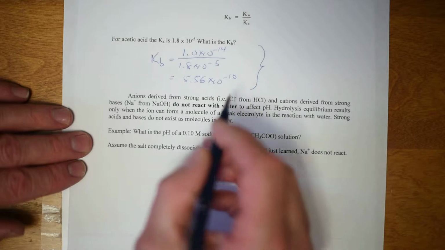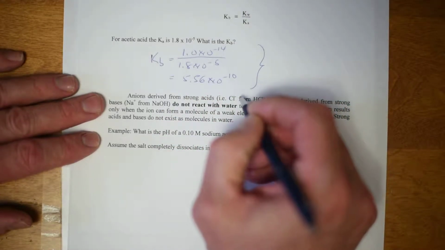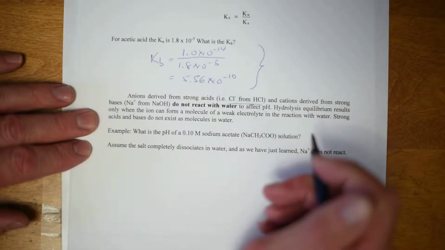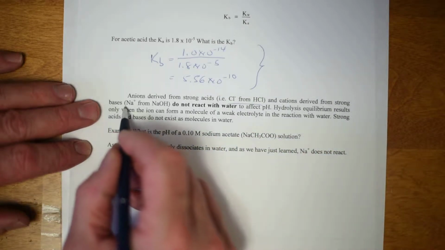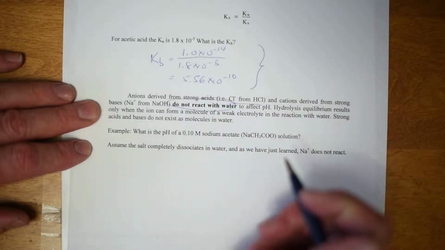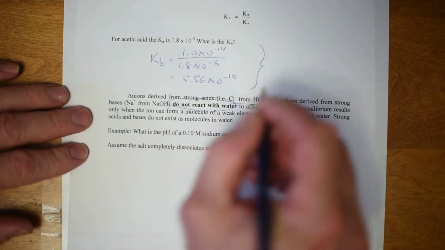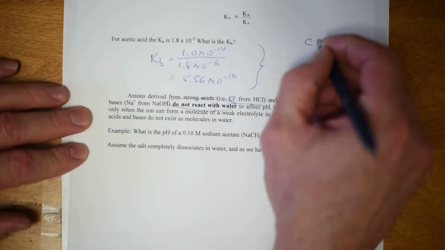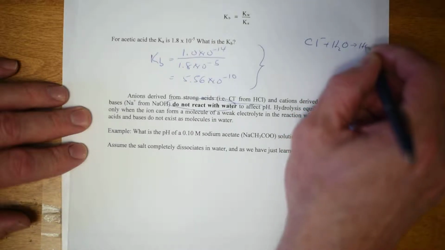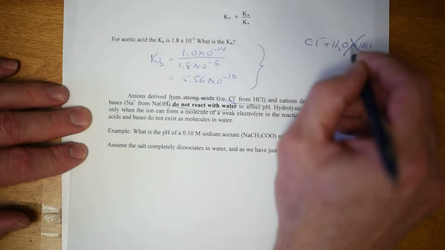So anions derived from strong acids. Now this is the hard part that some people get a little bit confused with. Anions derived from strong acids, such as the chloride in HCl, and cations derived from strong bases, such as sodium from NaOH, do not hydrolyze. They don't react with water. Okay, so the chloride, there's no way chloride plus water is going to go back to hydrochloric acid and OH minus. It's just not strong enough. Will not work.